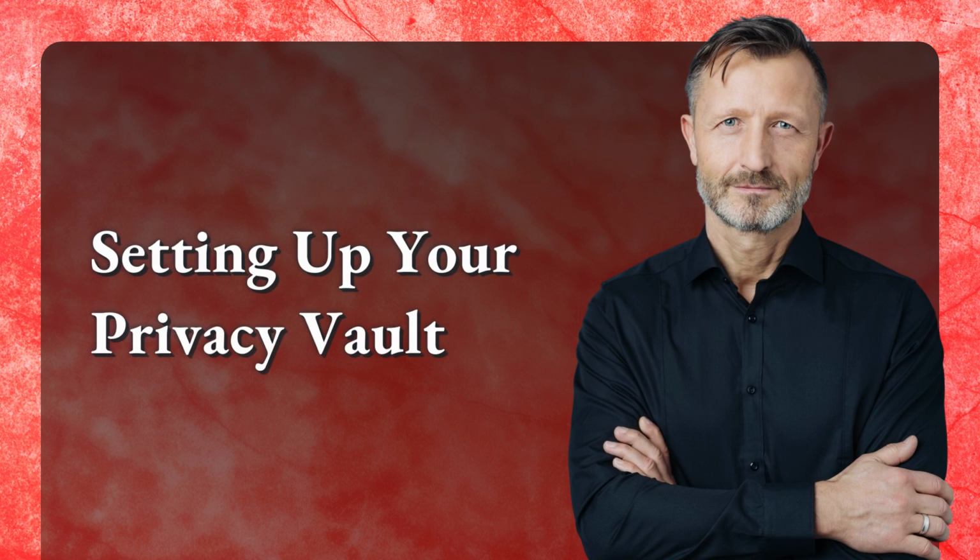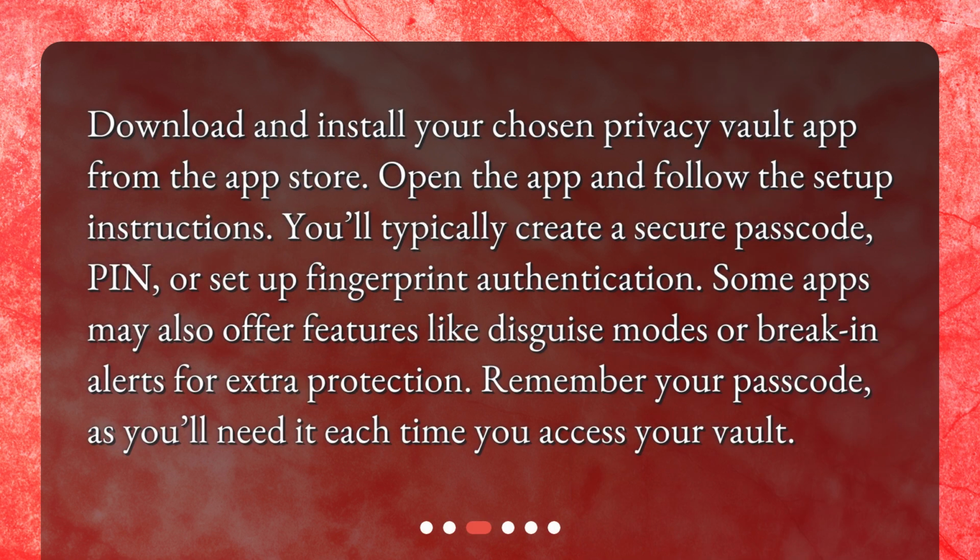Setting up your Privacy Vault. Download and install your chosen Privacy Vault app from the App Store. Open the app and follow the setup instructions. You'll typically create a secure passcode, PIN, or set up fingerprint authentication. Some apps may also offer features like disguise modes or break-in alerts for extra protection. Remember your passcode, as you'll need it each time you access your vault.